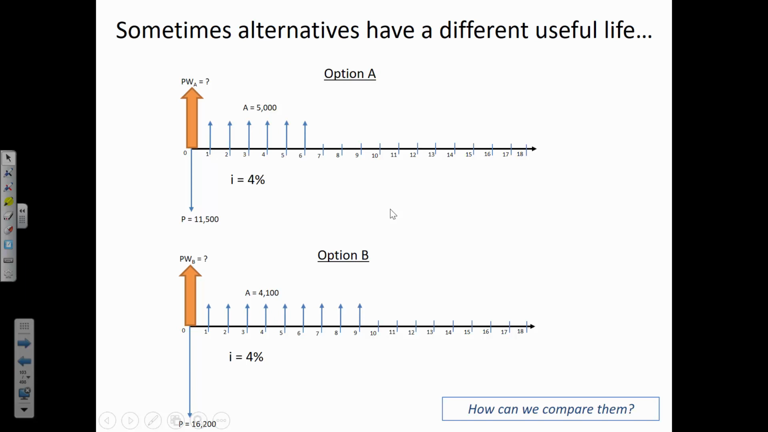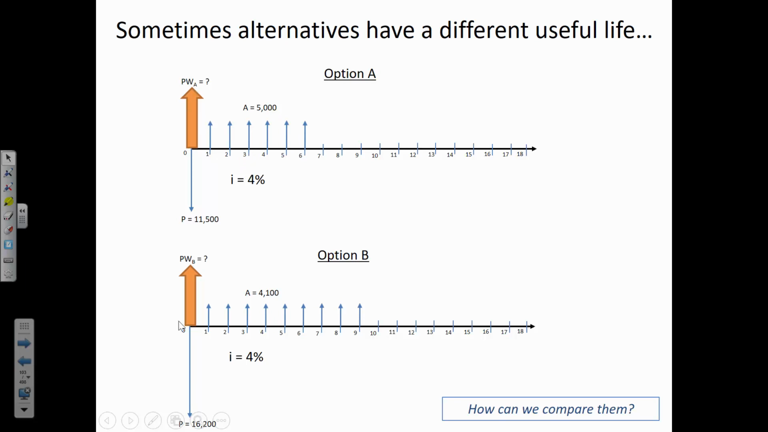Option B costs 16,200, and for that we receive revenue of 4,100 over the course of 9 periods, whereas option A only has a duration of 6 periods, though the amount is greater.